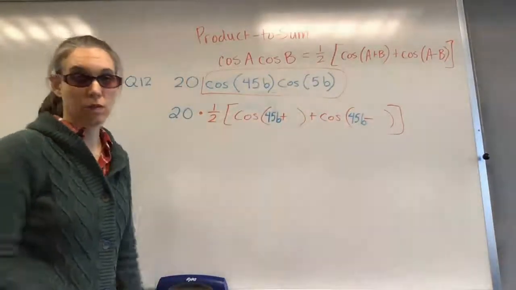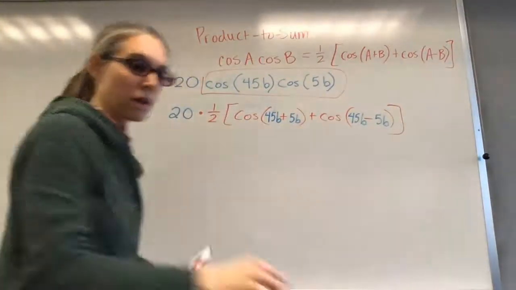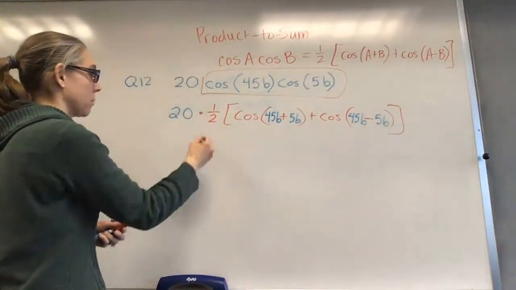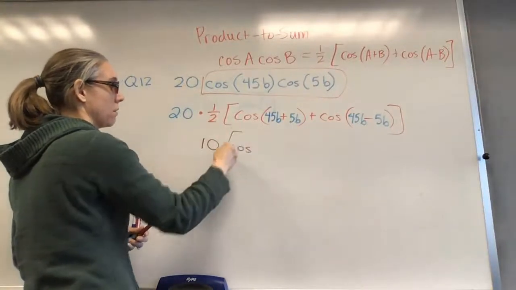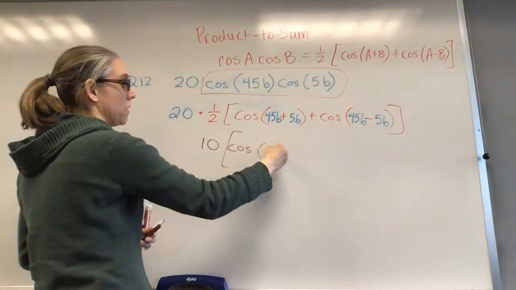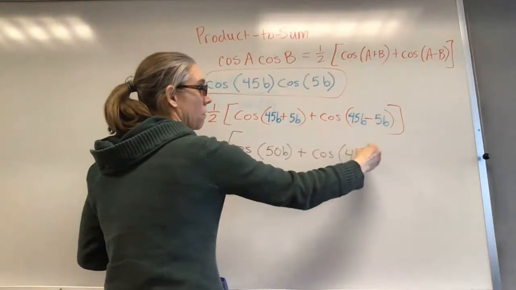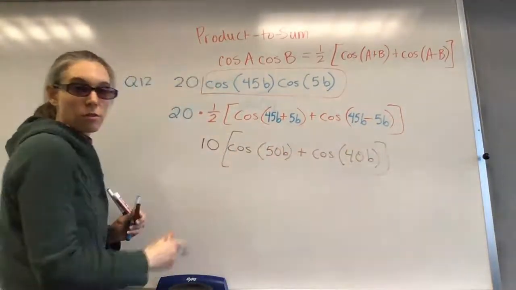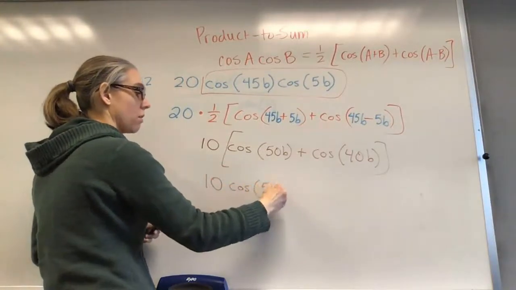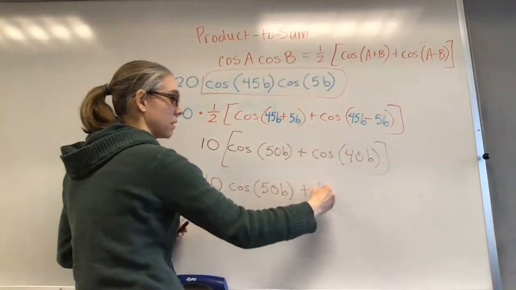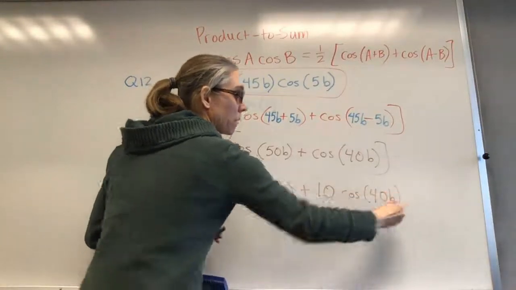And b is 5b. So then when we simplify this, we end up with 20 times 10, which is 10. Then we have cosine of 50b plus cosine of 40b, and then we need to use the distributive property. So we end up with 10 times the cosine of 50b plus 10 times the cosine of 40b.